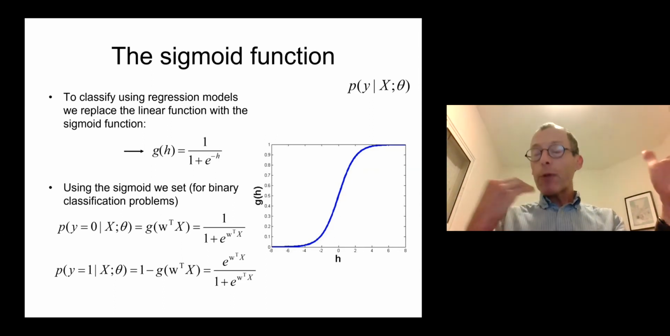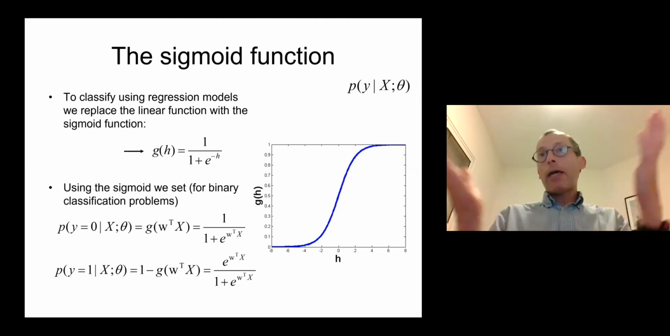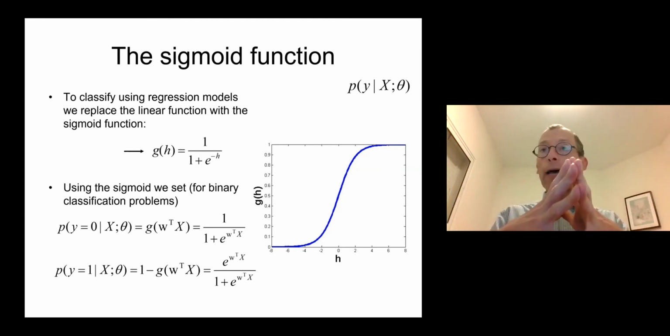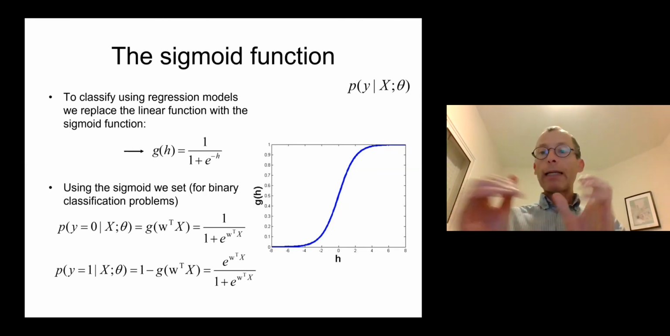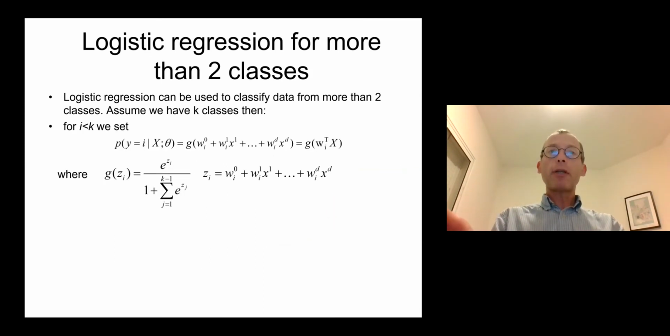So the more classes we have in a logistic regression problem, the more parameters we have, and these scale linearly with the number of classes. Okay, that's the basic idea. Let's see what the definition is.